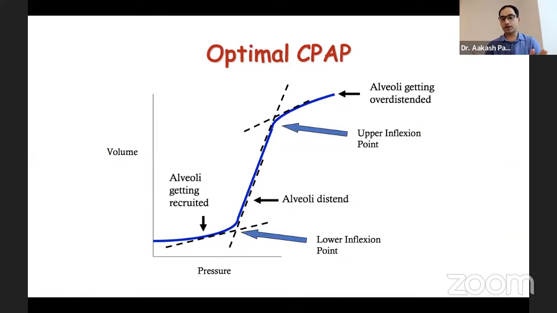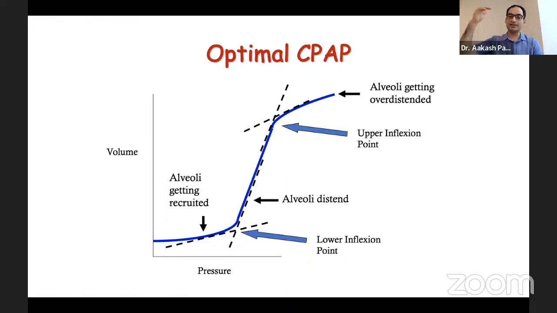Now, no therapy is without side effects, especially if we do not use it in the proper way. Same is true for CPAP. There is something called optimal CPAP. We need to use CPAP in a range of 4 to 8 centimeters. Some centers even use as high as 10 centimeters. But the important thing to remember, as can be seen in this diagram, is that the pressure should not be low. It should be enough to distend all the alveoli, where we get an equal increase in volume per unit change in pressure, as can be seen in the steep portion of this graph. That is the optimal CPAP.